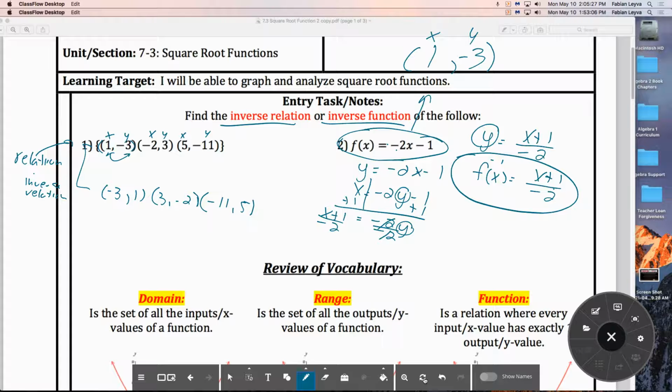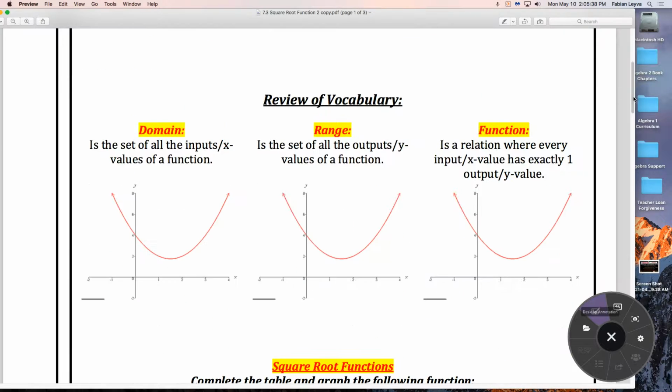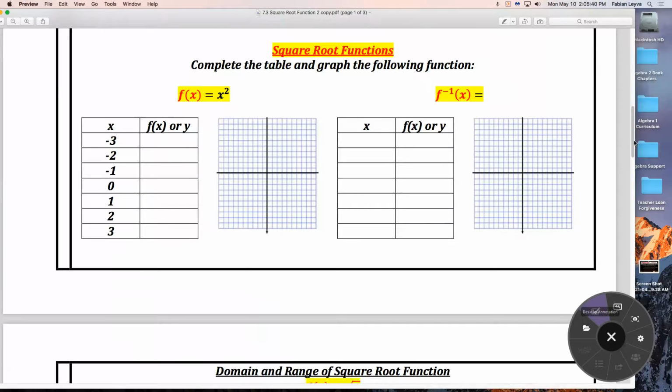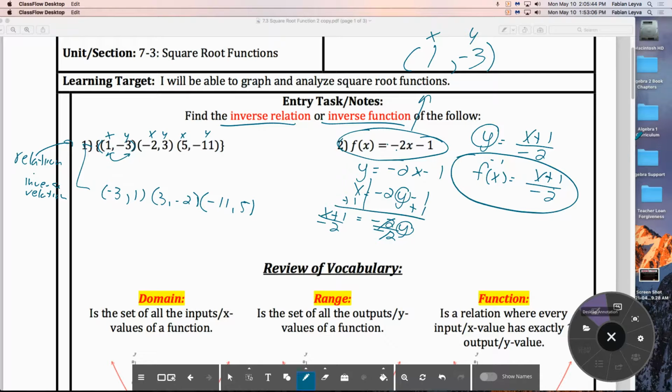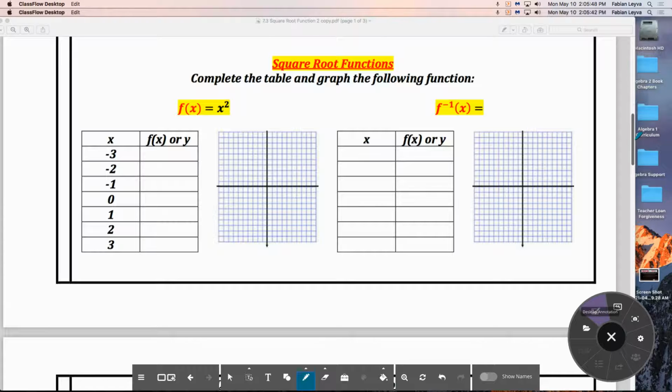All right, so that is really important for today because today we're going to study a very specific inverse function. It's a very, very specific function that you have probably heard about before, and it is called the square root function. Before we get to it, let's use this relation to help us figure out a little more information about it.